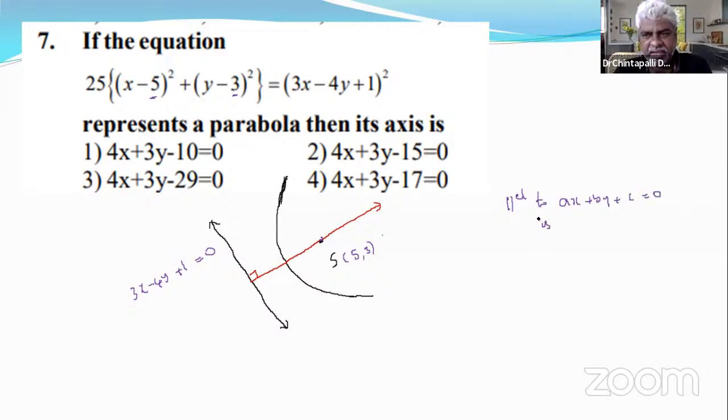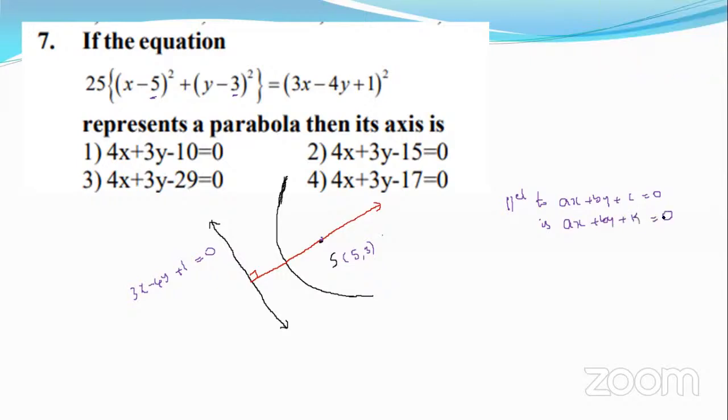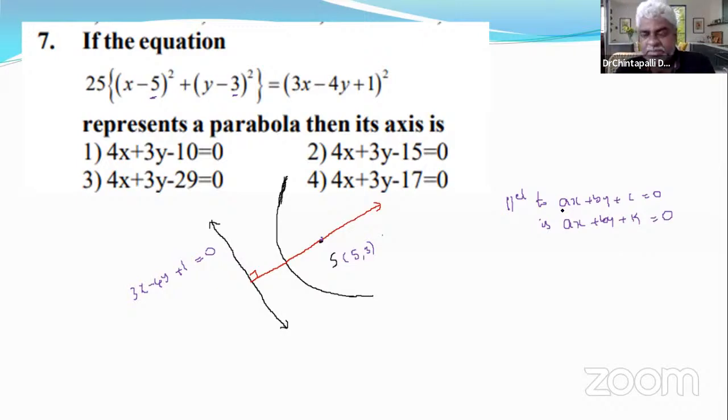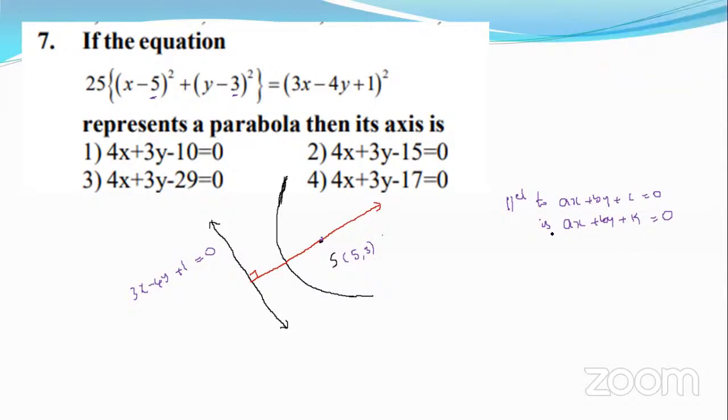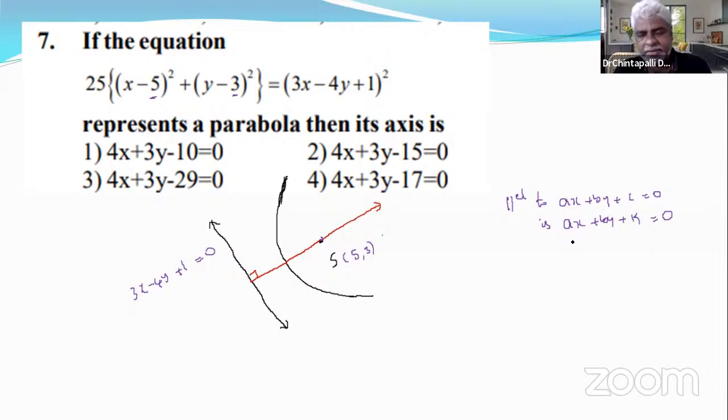How can we take a parallel line? Same x term, same y term, different constant. If we want to find the equation parallel to ax plus by plus c is equal to 0, we can take that equation as ax plus by plus k is equal to 0. If we know a point passing through it, we can find the value of k.